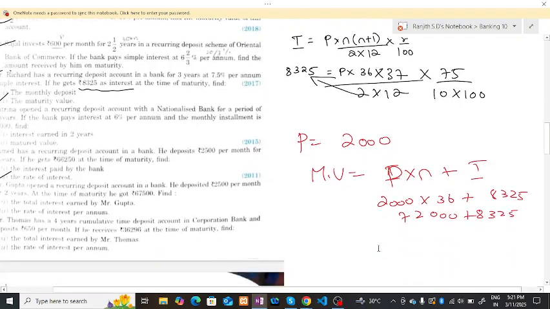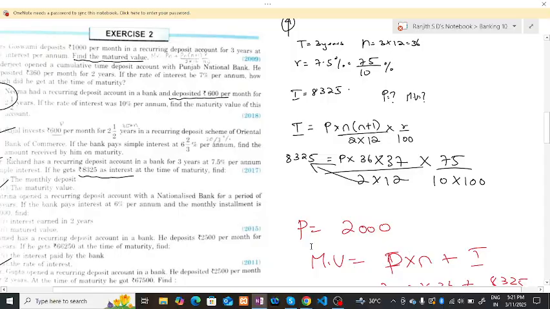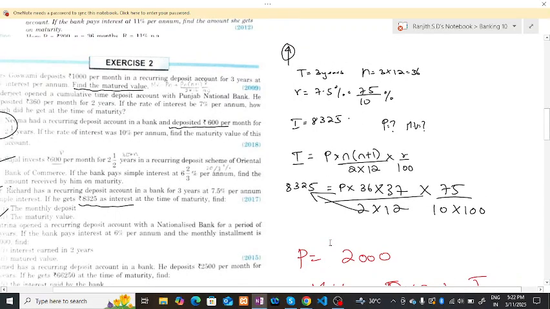Is it 80,325? Yes, sir, 80,325. All of you are done? 80,325 is the answer. Same. Okay, which means every month 2000, students. You can try this. Every month 2000.